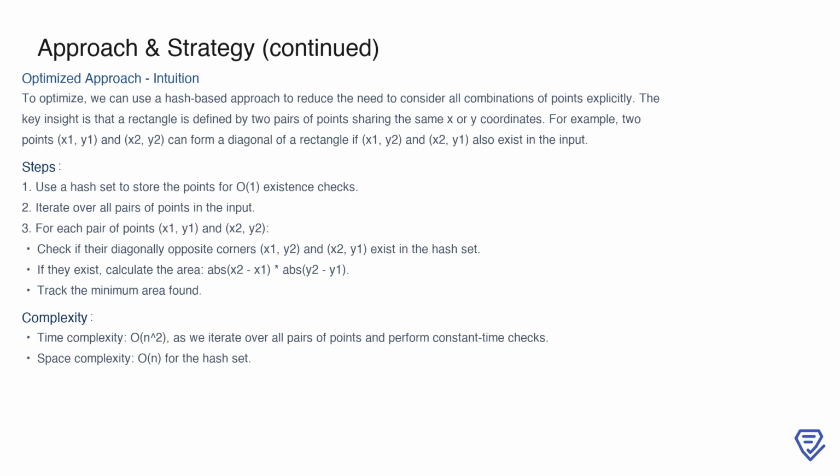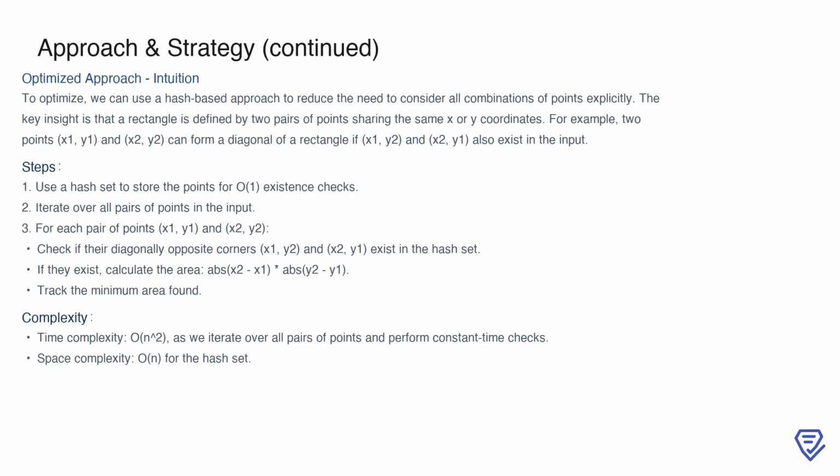To address the inefficiency of the brute force method, an optimized approach leverages a hash-based strategy. This method is built on the observation that a rectangle is uniquely defined by 2 pairs of points that share the same x or y coordinates. For example, if we have 2 points, (x1, y1) and (x2, y2), they can form the diagonal of a rectangle if the other 2 corners, (x1, y2) and (x2, y1), also exist in the input.